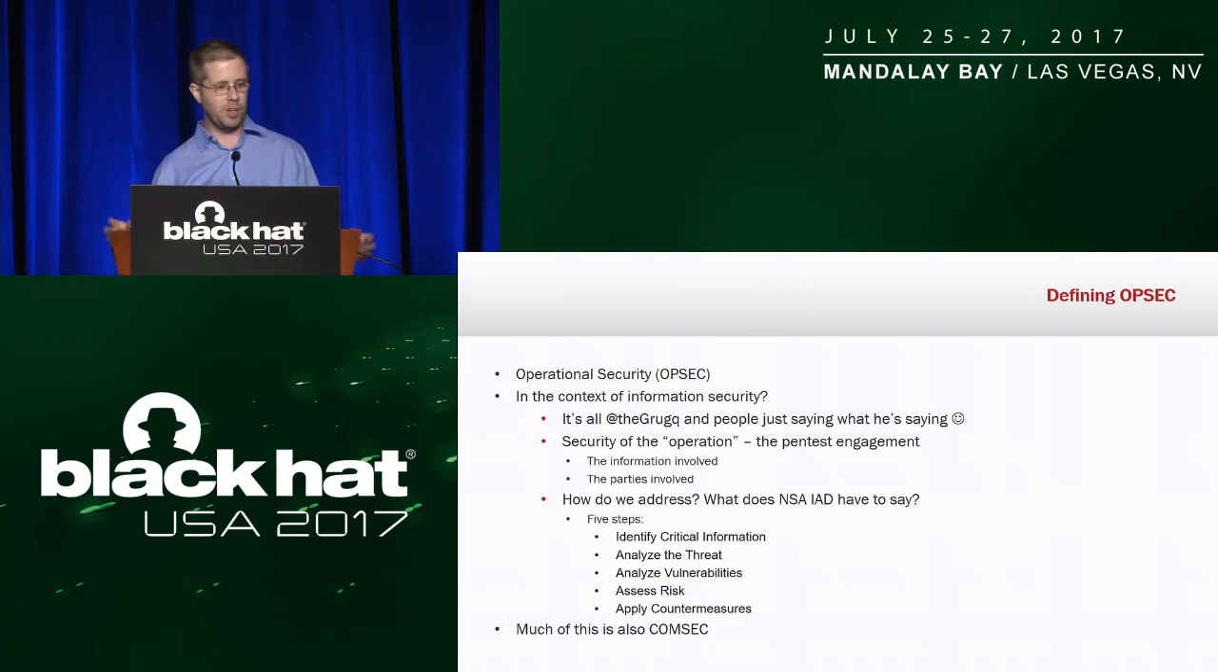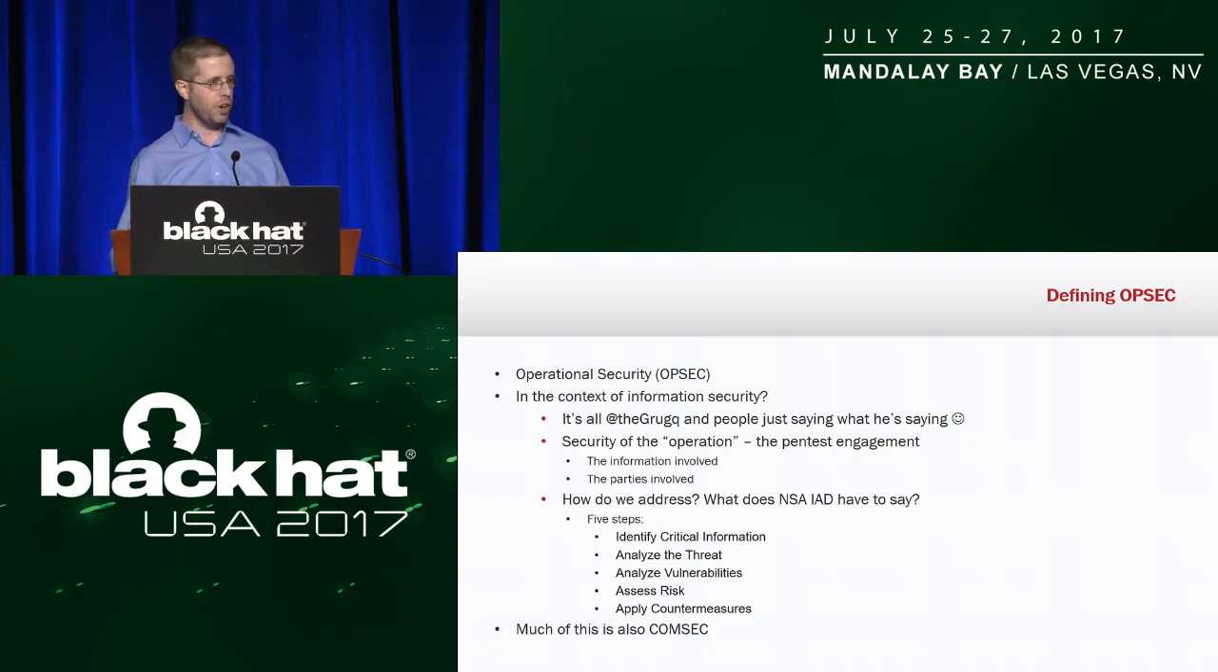And so anytime we talk about operational security, all we're doing is quoting the Grugq over and over again. If anything I say on that contradicts the Grugq, just go with what he's saying. But the idea is we're looking at literally the security of the operation. You can think of each engagement as a separate operation, or each part of an engagement as an operation. And so the question is what's the information involved? Like what would be the target? And who are the parties involved, and how are they going to communicate with each other?